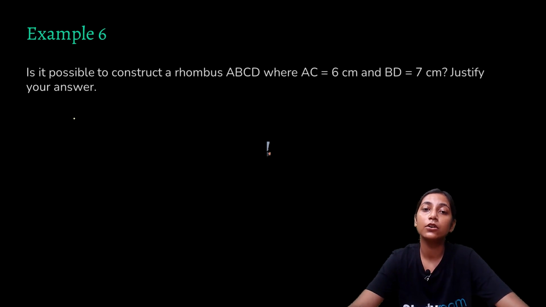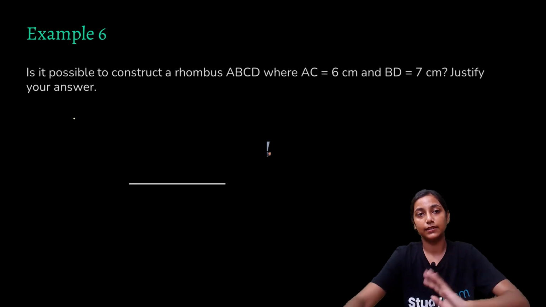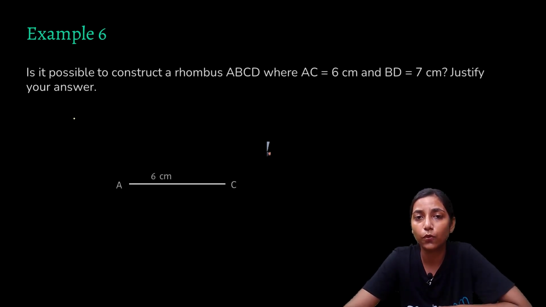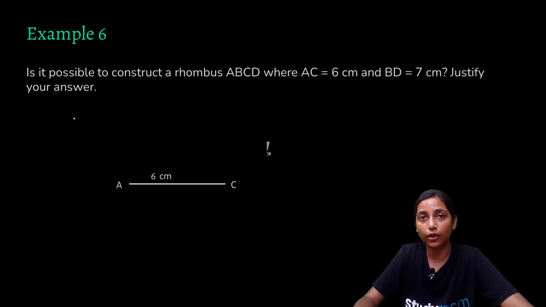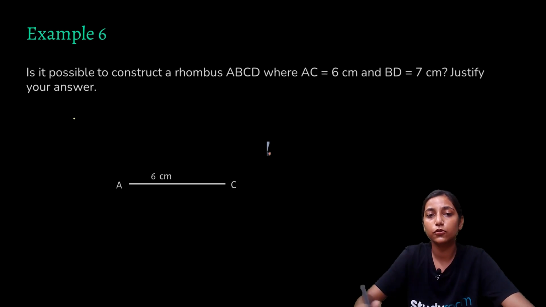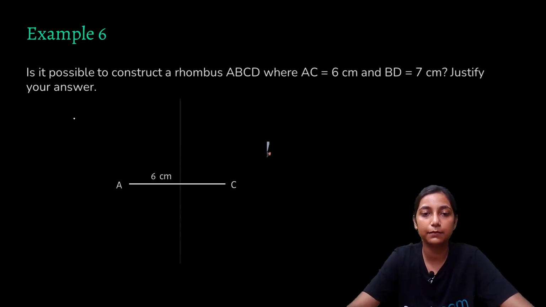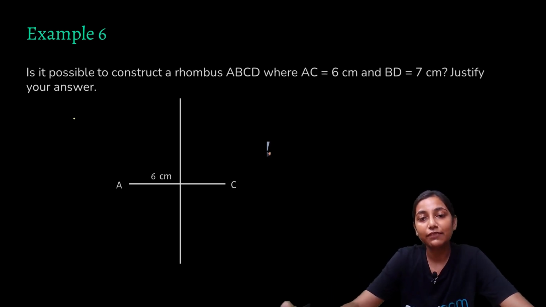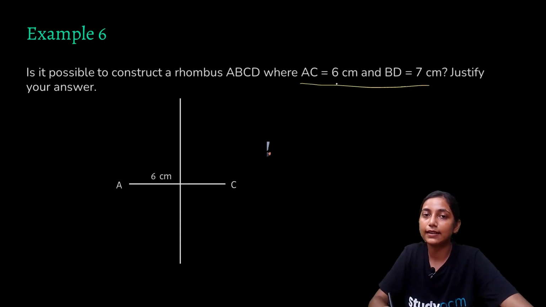So now we have a rhombus ABCD. We're given AC as 6 cm and BD as 7 cm. So what properties do we know? For a rhombus, yes, we can construct it, and let's start constructing it using all these similar steps. From A, we are given AC. Using a scale, you can draw line AC of 6 cm. Now AC is a diagonal, and BD is also a diagonal. These two are the diagonals of that rhombus. One is AC, that is 6 cm, and we have constructed it using a scale.